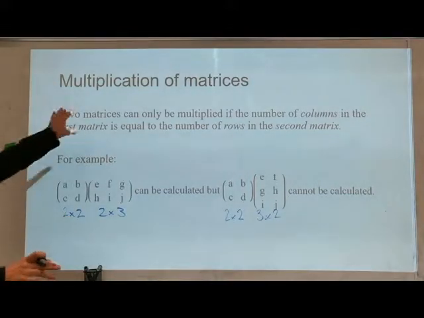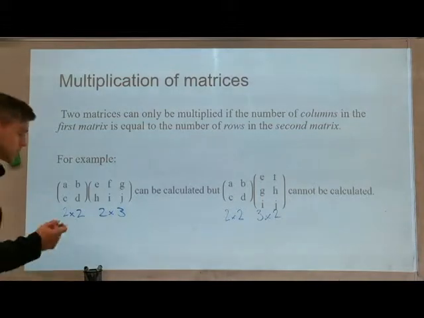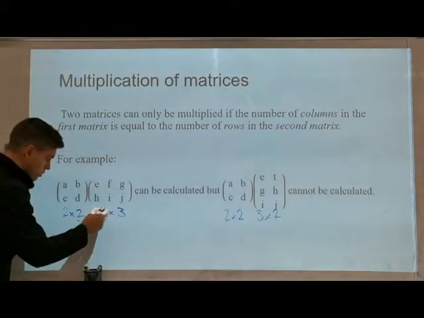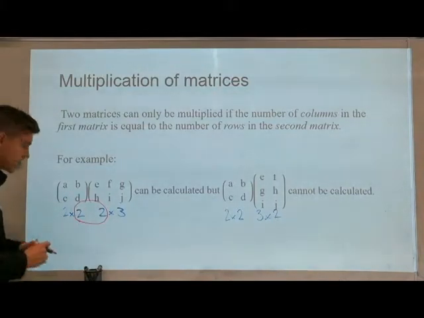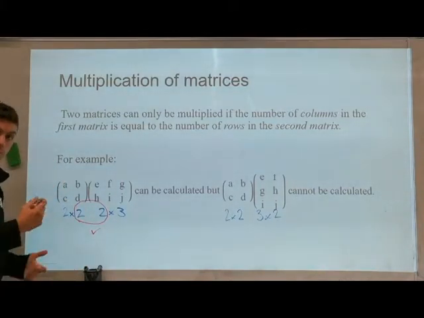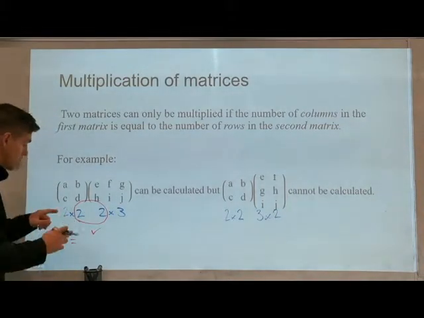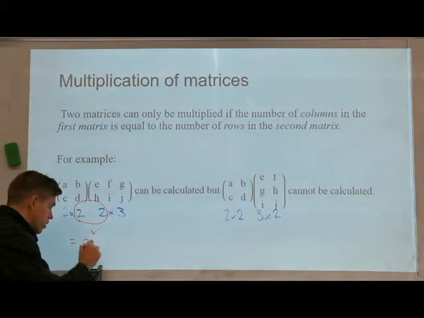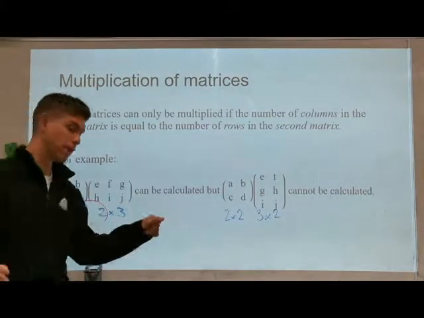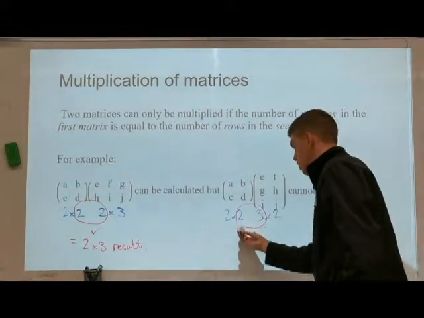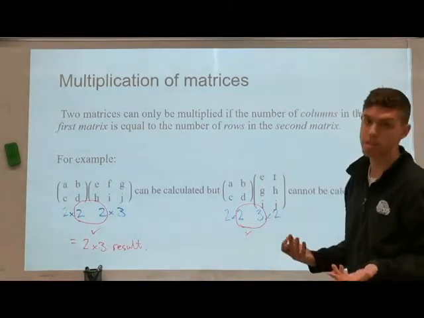So, this condition is not satisfied for this right-hand example. And a very good way to think about it is the following. When they're in the correct order, circle your 2 inner numbers. If they match, great, we can perform the calculation. And the resultant matrix is going to be a 2 by 3. Over here, when we circle our 2 inside numbers, they do not match, we cannot perform the calculation. It is not possible.